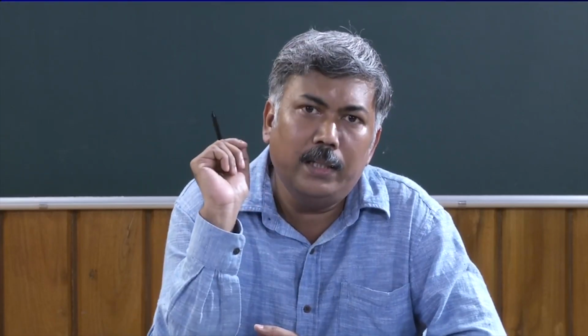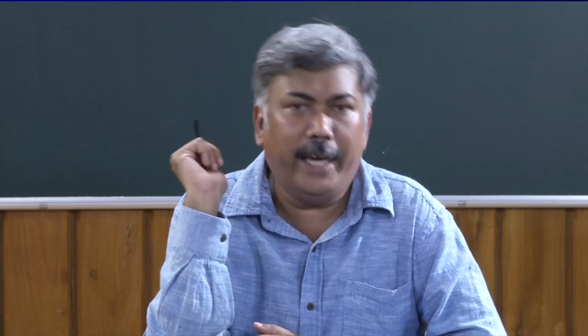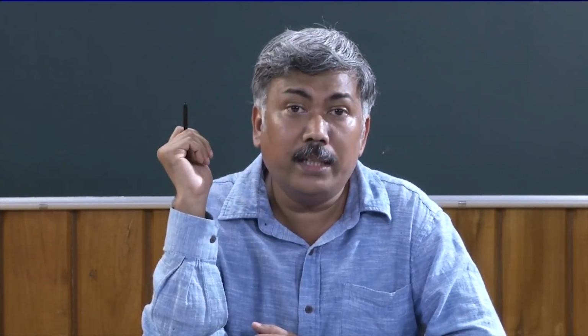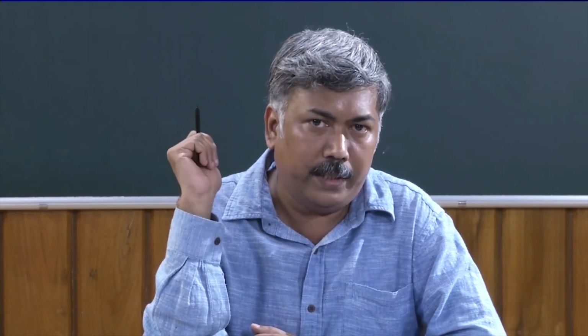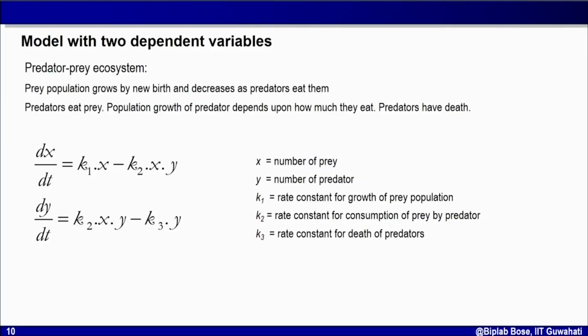Now in this model, you had only one variable, x, that is the population of the fish. But suppose you have more than one dependent variable. How to deal with that in JSim? Let us see. I have a model here with two dependent variables. And this is a classic model called predator-prey model.